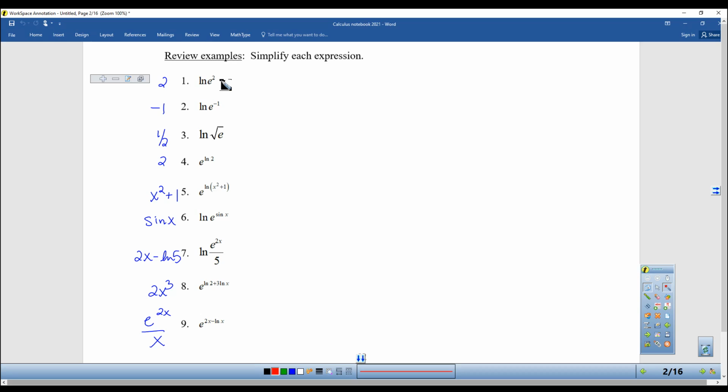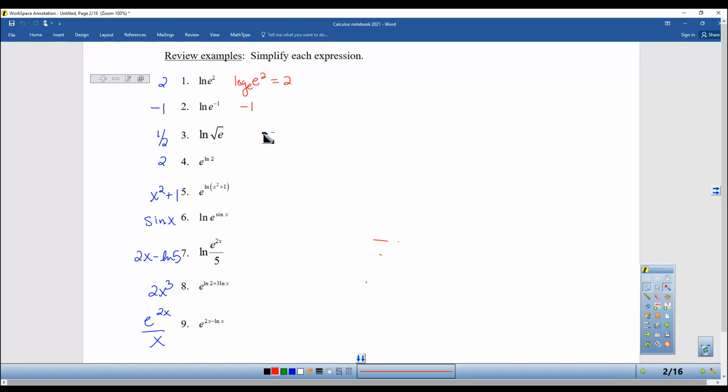So this is to remind you that an ln and an e is the same as a log base e of e squared. Whenever you have a base of a log and a base of an exponent, they cancel each other out and you just get 2. So same thing here. A natural log and an e just cancel each other out and you get -1.